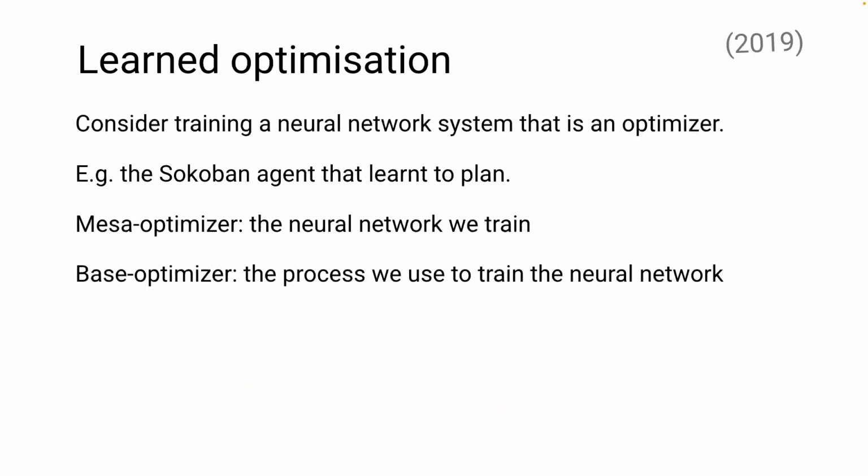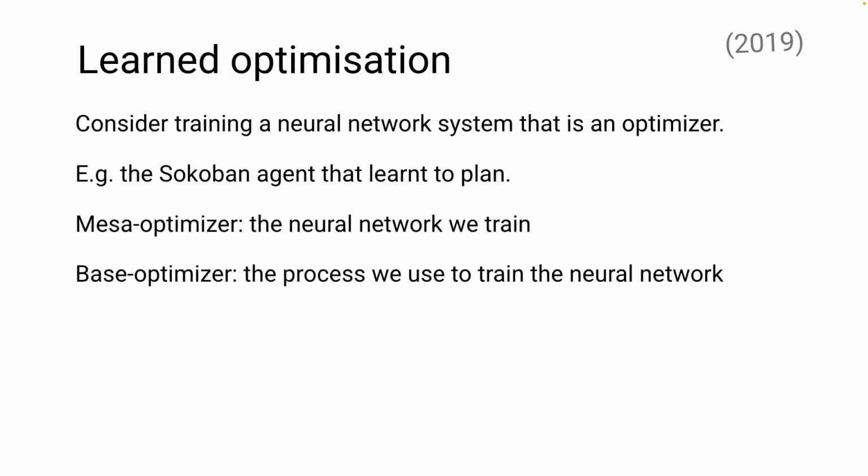So finally, quickly, I'm going to touch on a framework of how to think about scenarios where we're selecting optimizers. I'm just going to introduce the framework now, and then we're going to talk about it a lot more next lecture. Let's consider training a neural network system that is itself an optimizer. In this case, I'm thinking of something like the Sokoban agent we saw that learned to plan. We're going to call that neural network that we train a mesa optimizer. I should have said, this is all from a paper back in 2019.